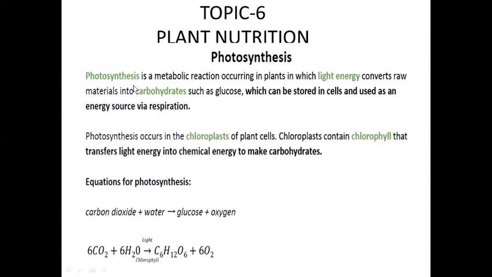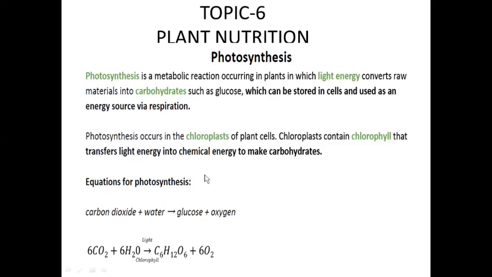Sir, what I wrote is: the process by which plants manufacture carbohydrates from raw materials using energy from light is called photosynthesis. Very good, very good. Okay, so see here, this is photosynthesis.